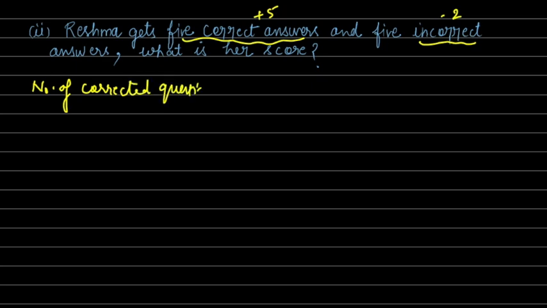How many has she done? She has done 5 correct. Okay, so her score will be how much? 5 into 5, which means 25.